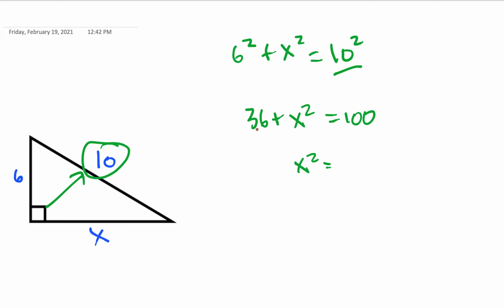And so just like we did opposites when we square rooted, we're going to do the opposite of plus 36. We're going to subtract 36 on both sides. And that's what gets x squared by itself. So x squared is 64.